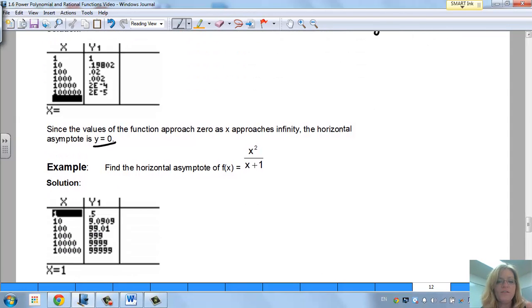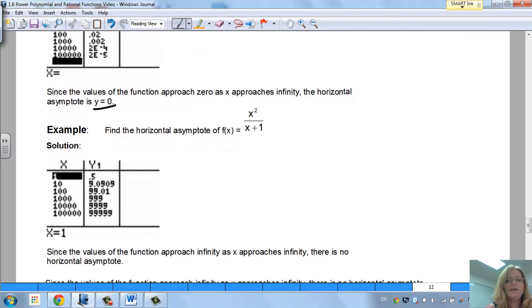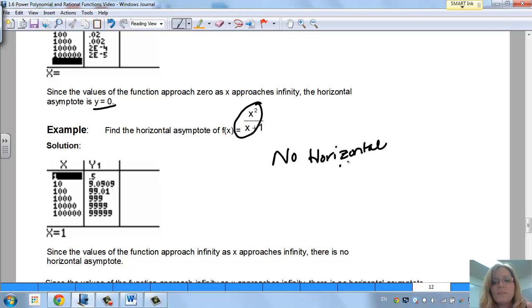If we find the horizontal asymptote of this one right here, it looks very similar to the one above, but you see how the power on the top is larger than the power in the denominator, therefore this has no horizontal asymptote. So I'm going to recap, because there are 3 rules that you should know about horizontal asymptotes.